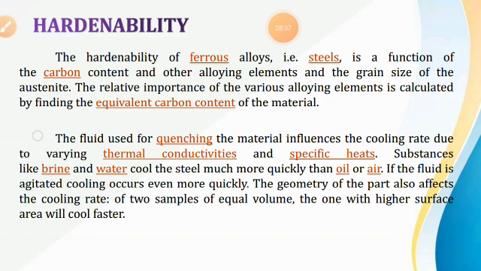The relative importance of the various alloying elements is calculated by finding the equivalent carbon content of the material. As compared to non-ferrous, the carbon content will be very high in the case of ferrous, so the hardenability is also very high. The grain structure is also directly related to the hardenability of the material. And the next one is the fluid used for quenching.